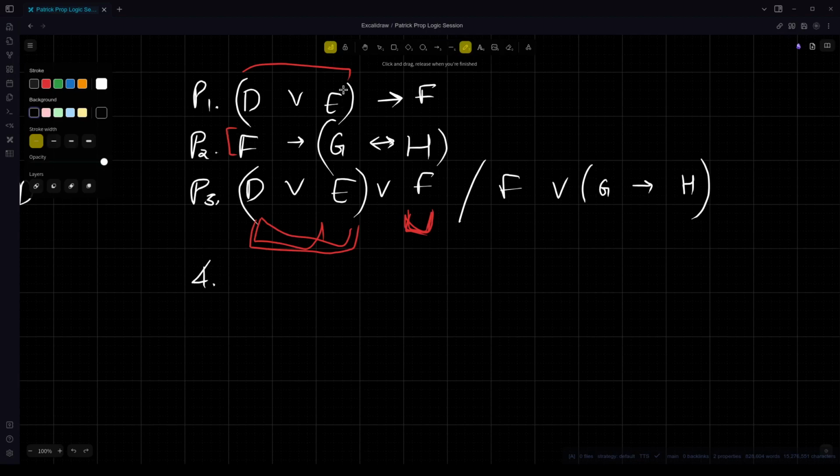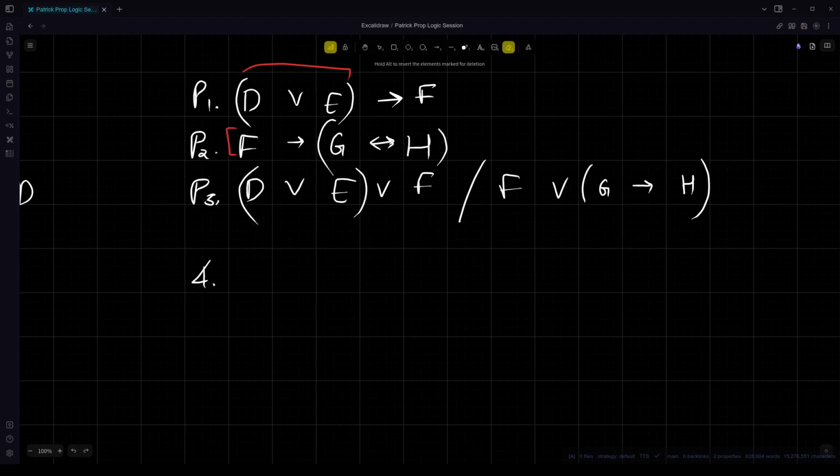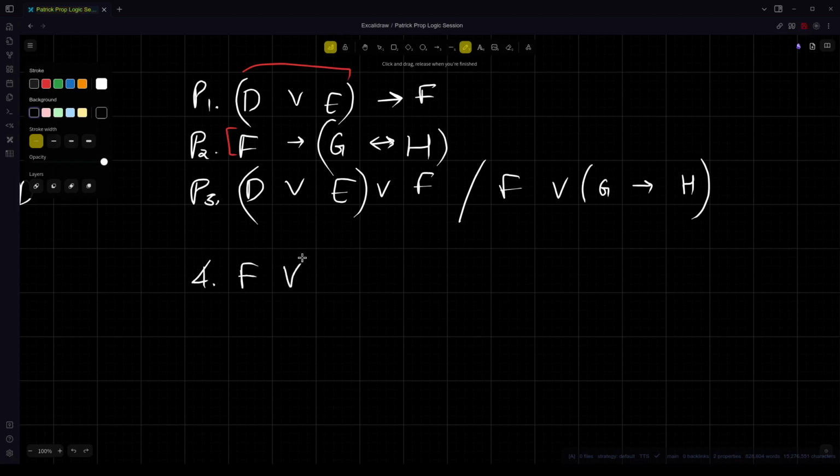P3 is true, but what does constructive dilemma say when these three propositions are true? When the three are true, then the consequents are not both true, but at least one of them. The disjunction from the consequents will be true. So what's the disjunction of the consequents in this case? It's F or the biconditional of G and H. Yes.